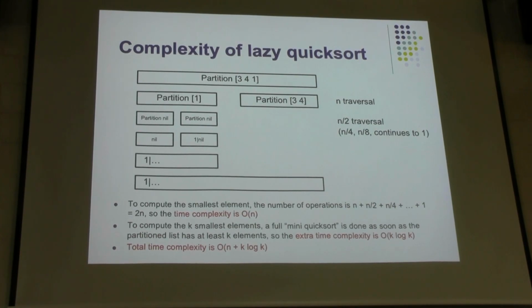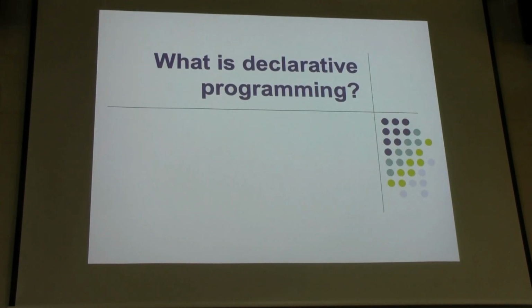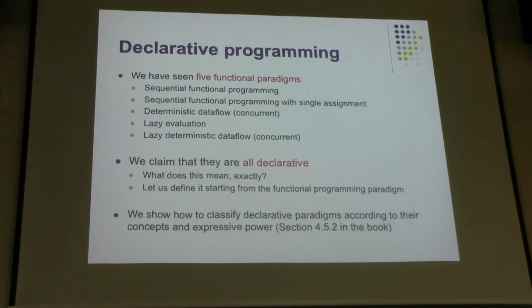Okay, now there's another part. Now I want to do another part, but I will just start about it. We have seen lots of declarative programming. We've done quite a bit already, five paradigms. They all give the same results, but in different orders, batch or incremental or lazy. Okay, so we have seen five of them. Sequential, sequential with single assignment, deterministic dataflow, lazy, and combining lazy and concurrency. And I'm telling you, they're all declarative. So what does that really mean? Okay.